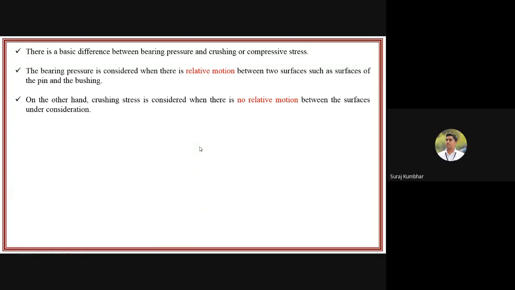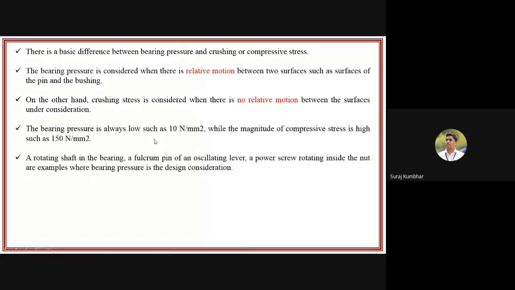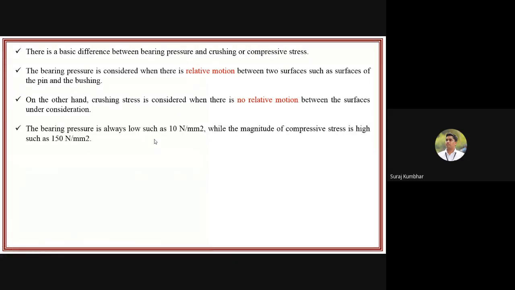So crushing stress is considered when there is no relative motion between the surfaces, and if there is a relative motion between the two components, then you have to consider bearing pressure. The bearing pressure is always low, such as 10 Newton per mm square, while the magnitude of compressive stress is high, such as 150 Newton per mm square.